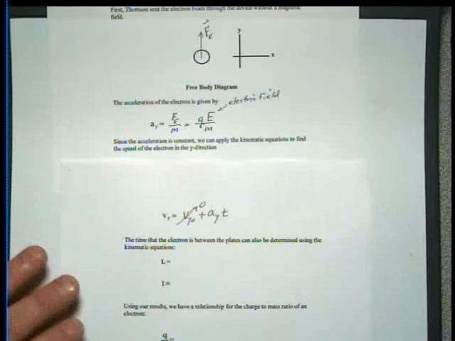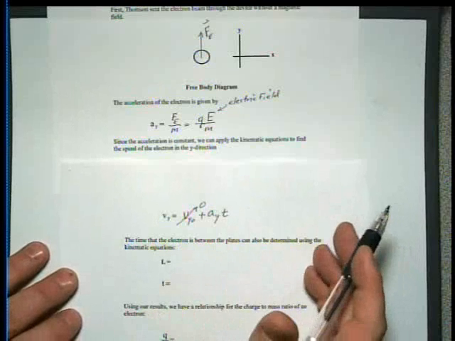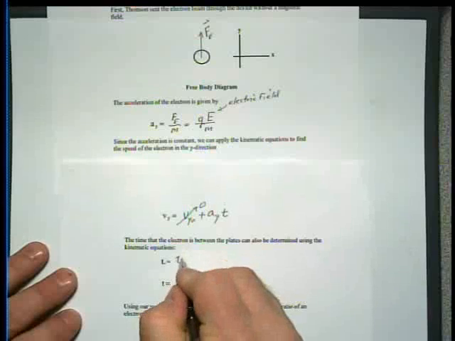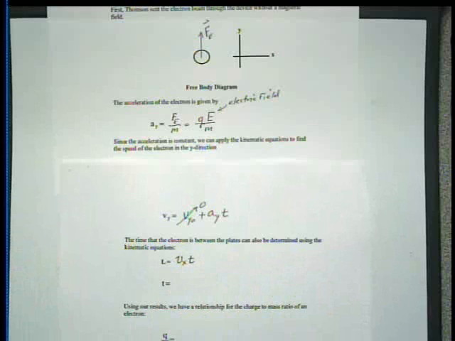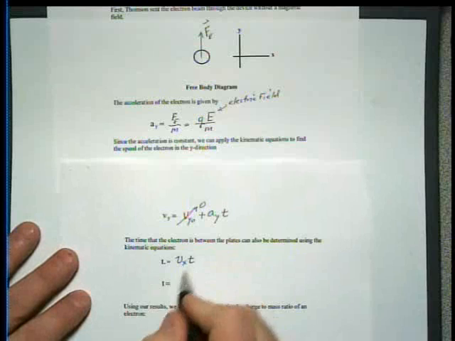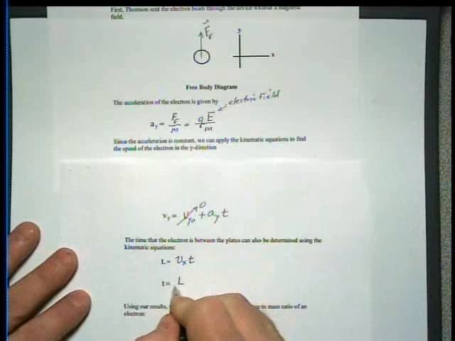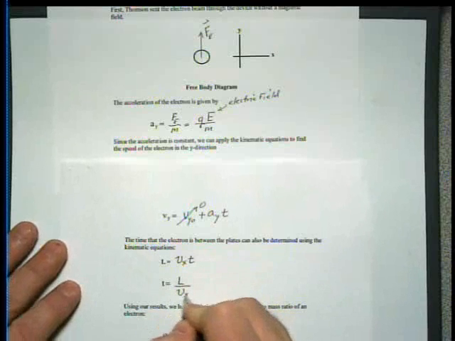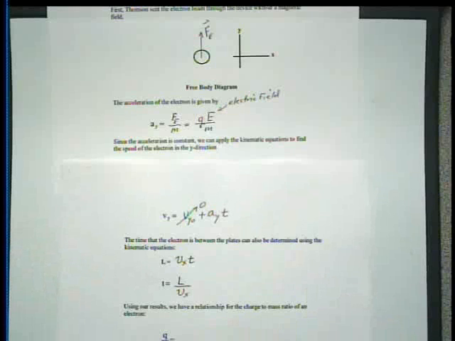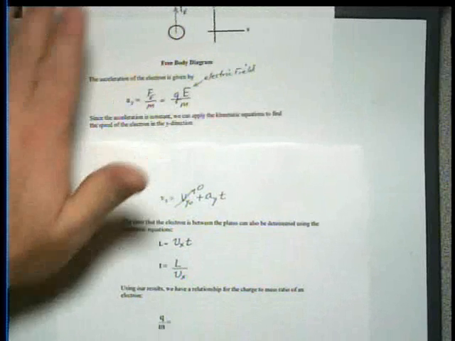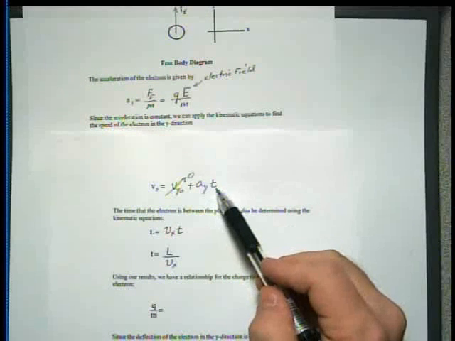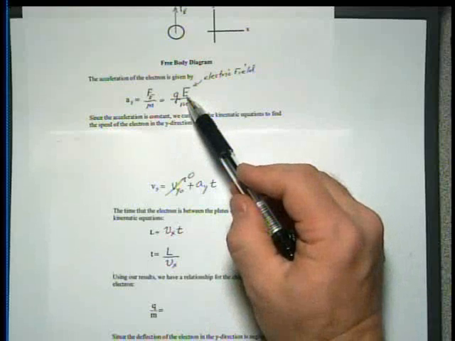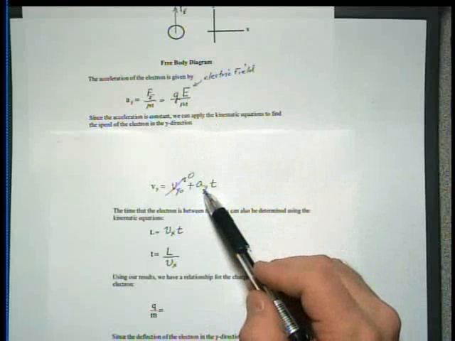Well, let's see. In the x direction, kinematics also works. The velocity in x times the time has to be the distance that you travel. So you can solve that for t. That's the length of the plates divided by the velocity along the x direction. So now I want to take this and plug it in for t, and take that and plug it in for a.